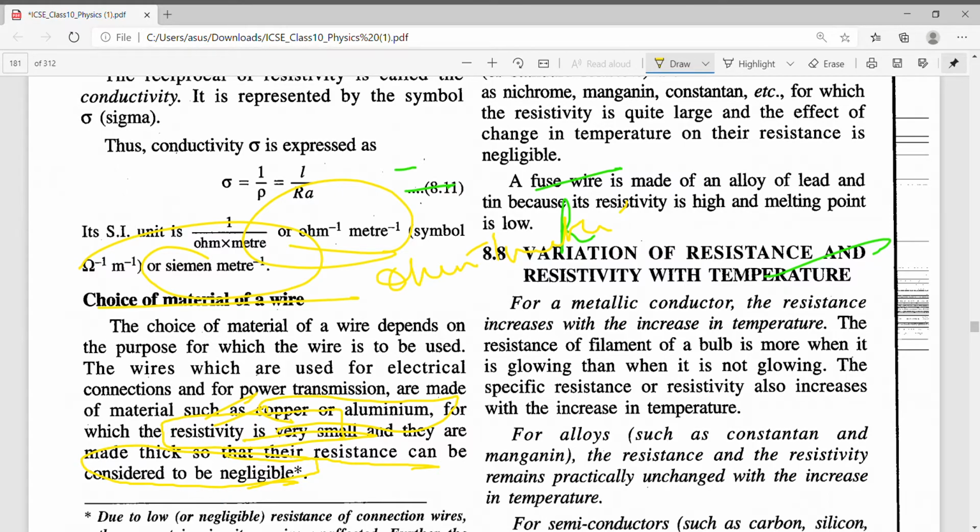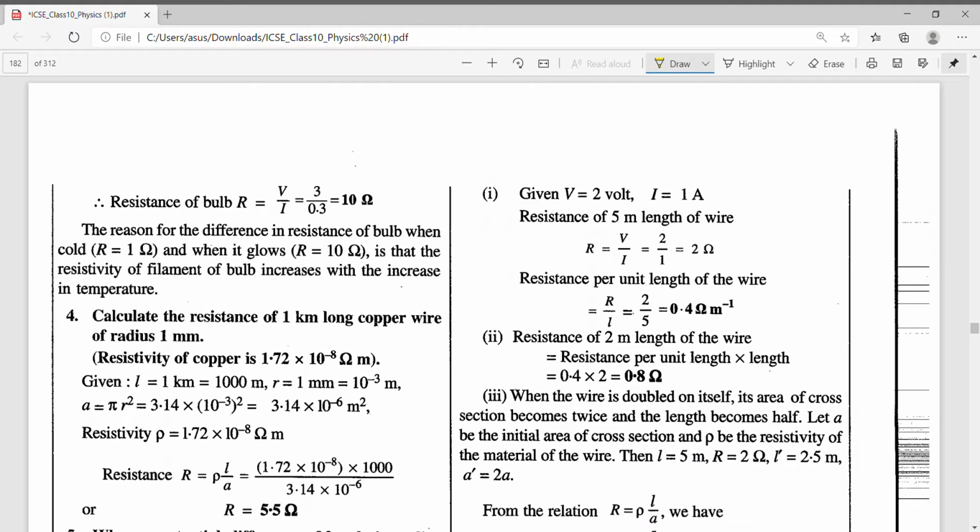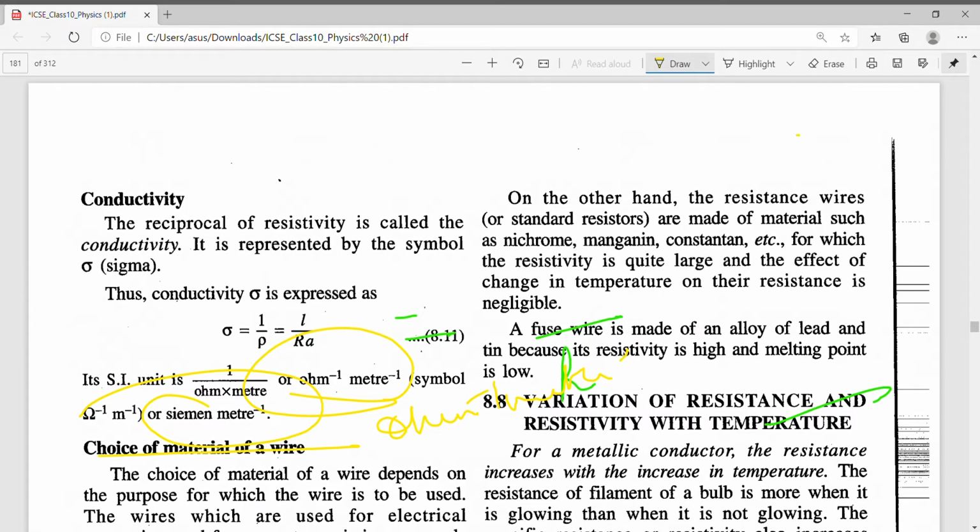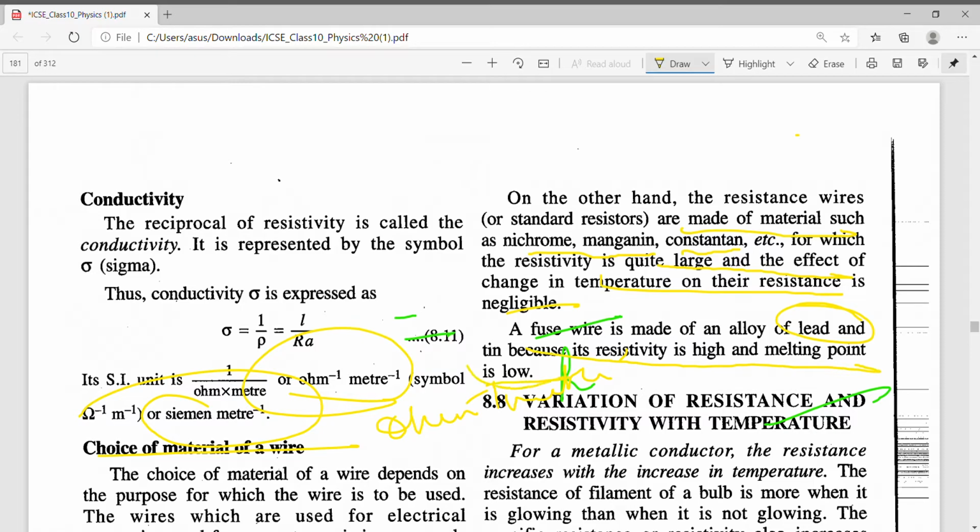The thicker the wire, the more negligible the resistance can be. Sorry. On the other hand, the resistance wires are made up of materials such as nichrome, manganese, and constantan, for which the resistivity is quite large and the effect of change in temperature on the resistance is negligible. Fuse wire is made of an alloy of lead and tin because its resistivity is high and melting point is low, right? Fuse wire is made of lead and tin.